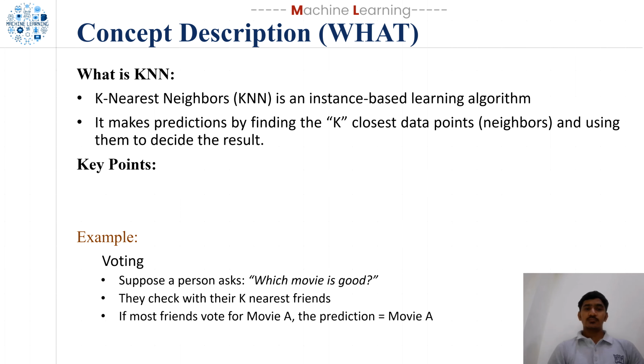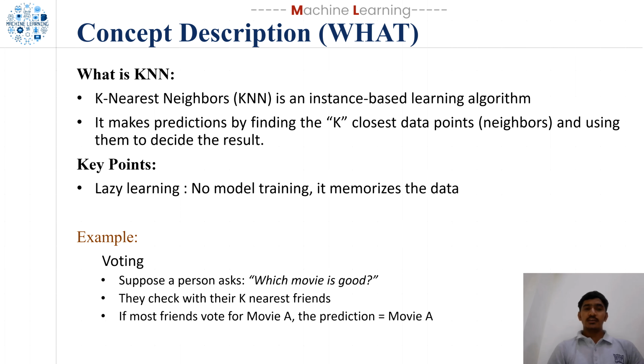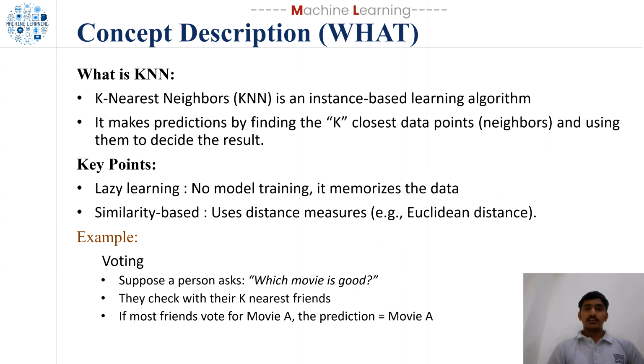Some important points to be remembered. KNN is lazy learning. There is no training step. Predictions happen only when needed. It is similarity based. It uses Euclidean distance to measure the closeness. So, in simple words, KNN uses nearby data points to make predictions.